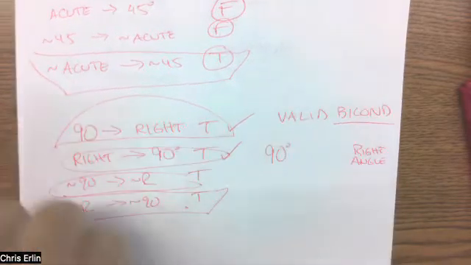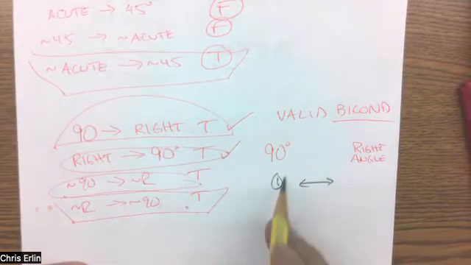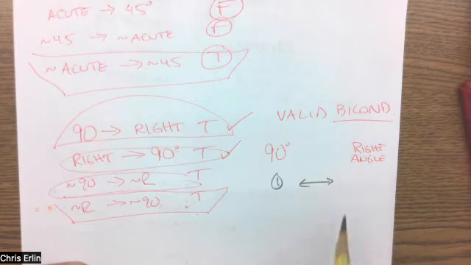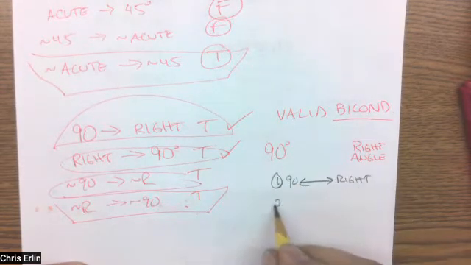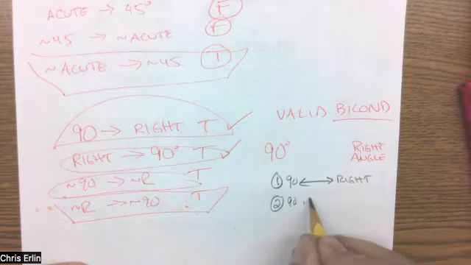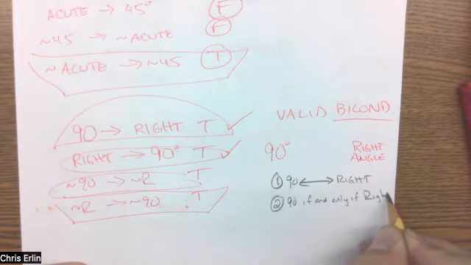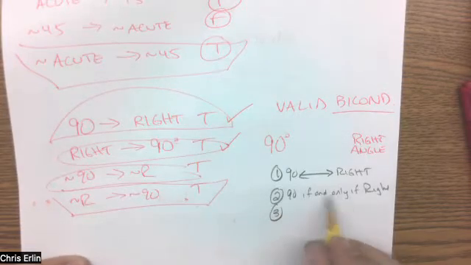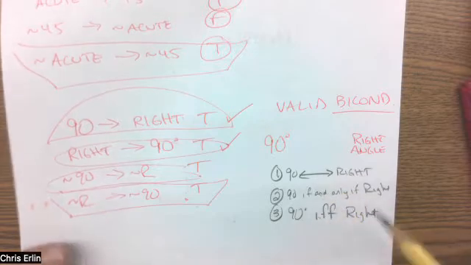And in between here, I have 3 choices. 1, I could write a double-headed arrow. So I could say 90, double-headed arrow, right angle. That's a biconditional. Secondly, I could say 90 if and only if right angle. Thirdly, I can shorten this and just say 90 IFF, right angle. Those are the three ways to write a biconditional.